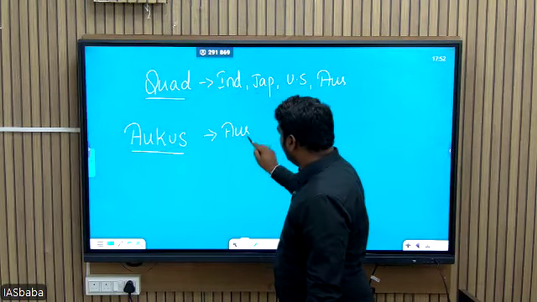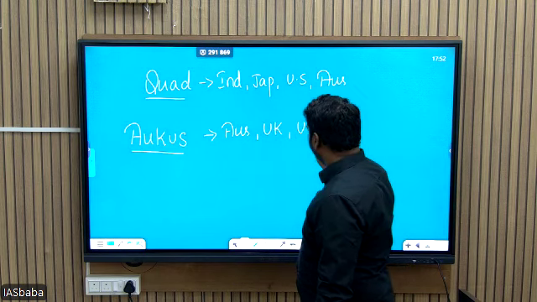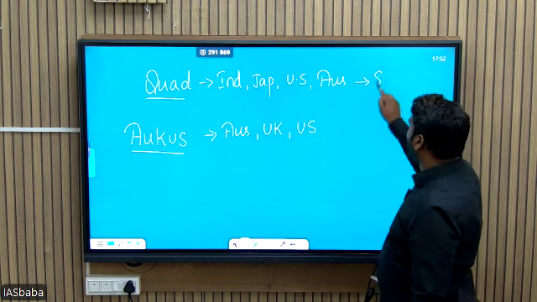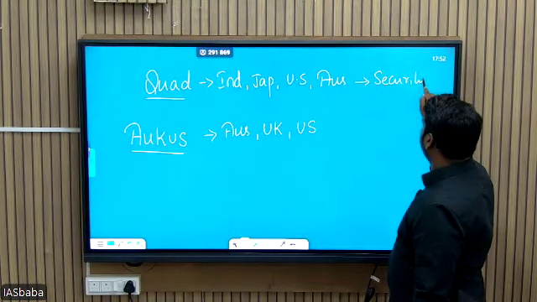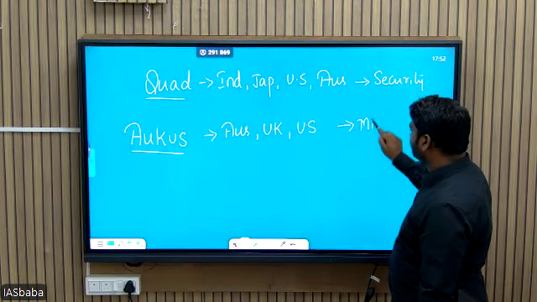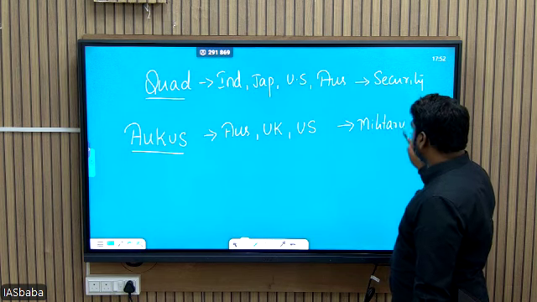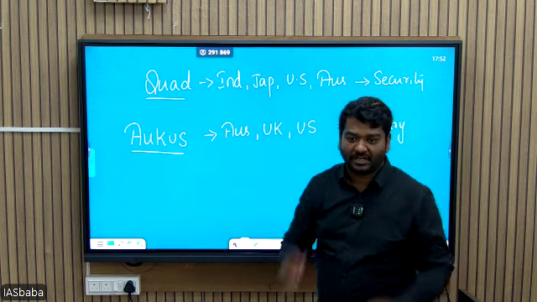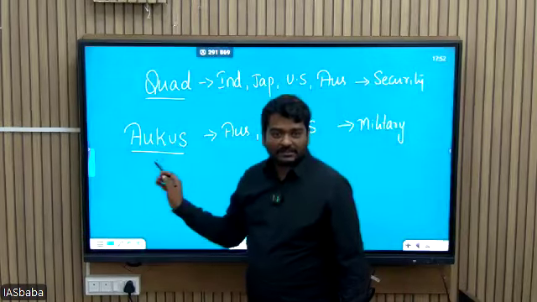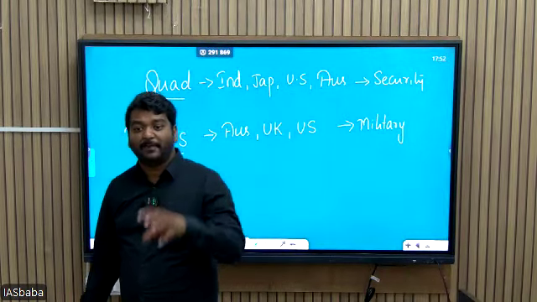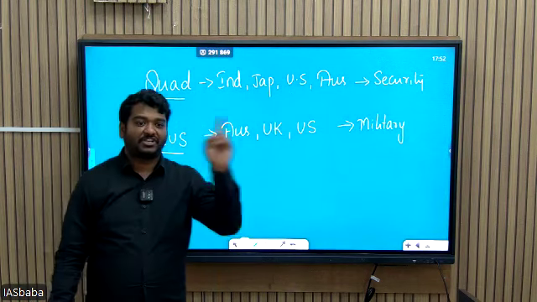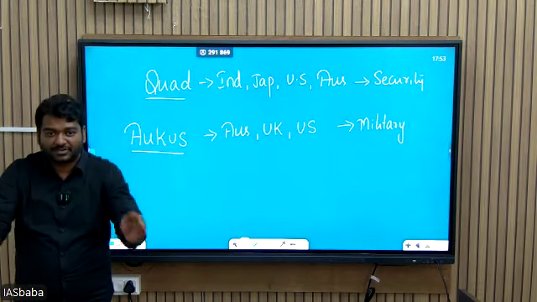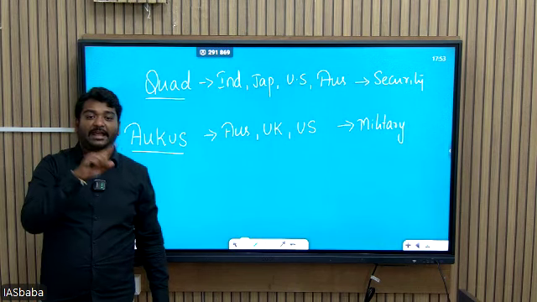AUKUS, Australia, UK, US. Now, Quad is security. AUKUS is military. What is the difference? Both are formed to control China. In AUKUS, what will the US do? US will keep its weapons in Australia to attack China. Directly, US will tell, I am keeping my weapons in Australia so that in case I want to attack China, I can.